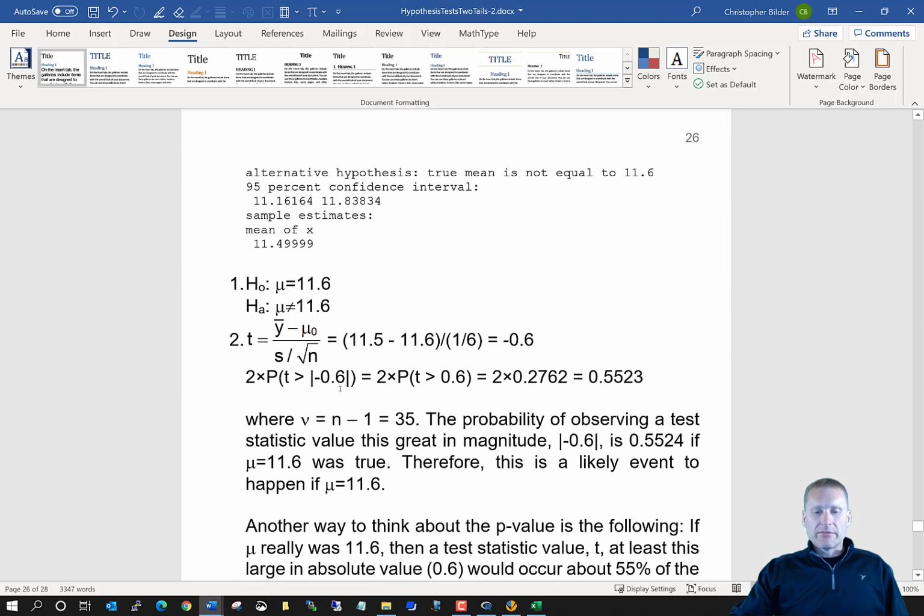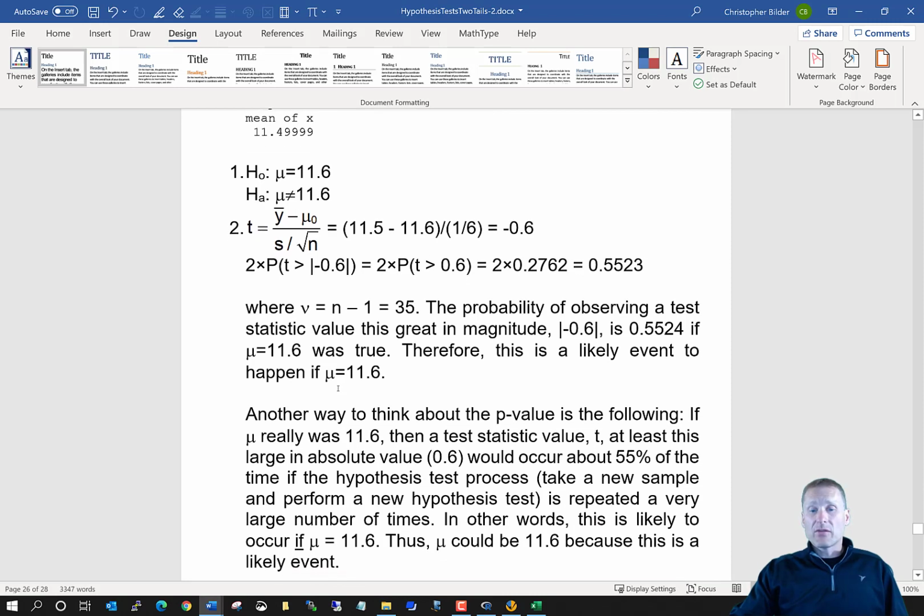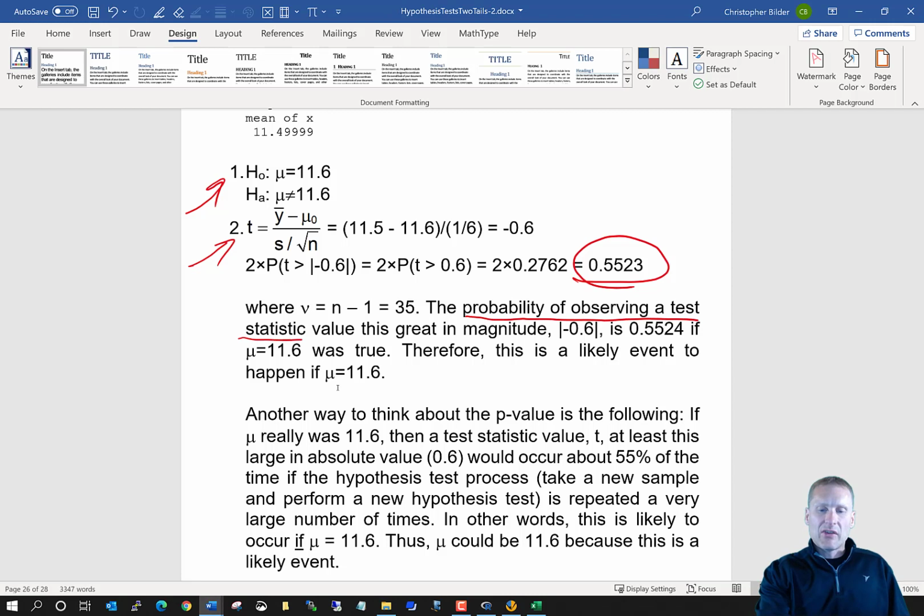So putting this all together then, I can go through my steps of doing my hypothesis test with a p-value. State your hypotheses, find your test statistic, find the corresponding p-value of 0.55. So again, what does this mean? The probability of observing a test statistic this great in magnitude is 0.55 if the null hypothesis was actually true. Therefore, this is a likely thing to happen. A probability of 0.55, that says, yeah, that's reasonable to have happen in actuality. So because of that, I'm going to end up saying don't reject H0.